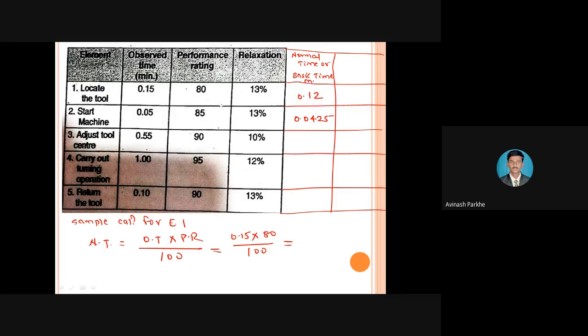All the times are in minutes. Then for the third element, 0.55 into 90 divided by 100 is 0.495. Correct. Then for the fourth element, observed time is 1 minute, performance rating is 95, so 0.95. Correct. For the fifth and last element, observed time is 0.10 and performance rating is 90, so 0.09. Correct.